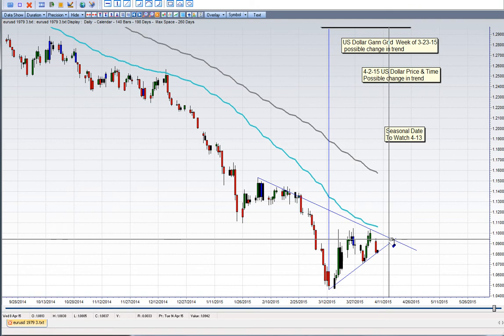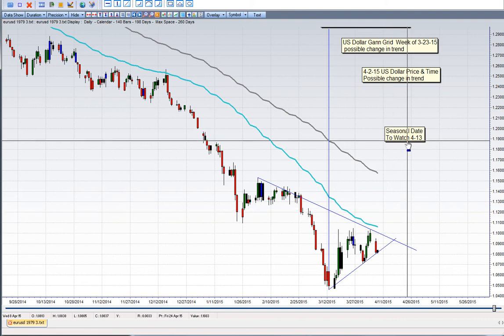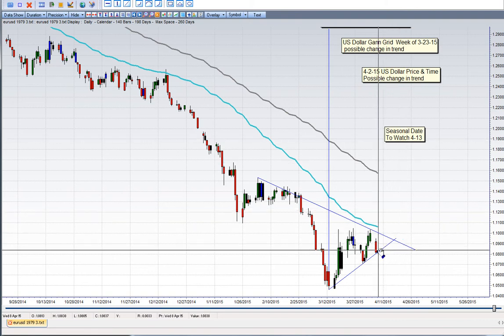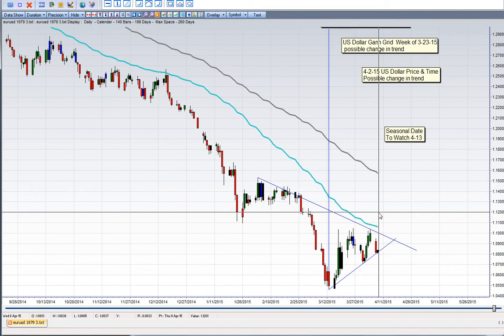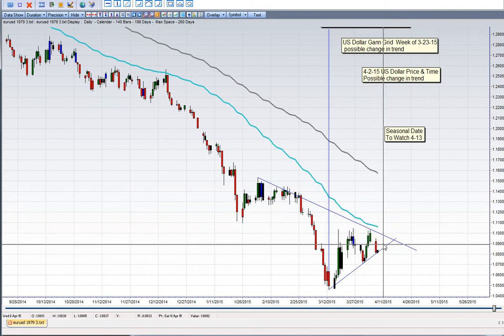And if it's gonna break out somewhere, the 13th is right here. So it's a seasonal date. So anything could happen. Even today, it could break out. But sometimes prices just wait to the last minute.